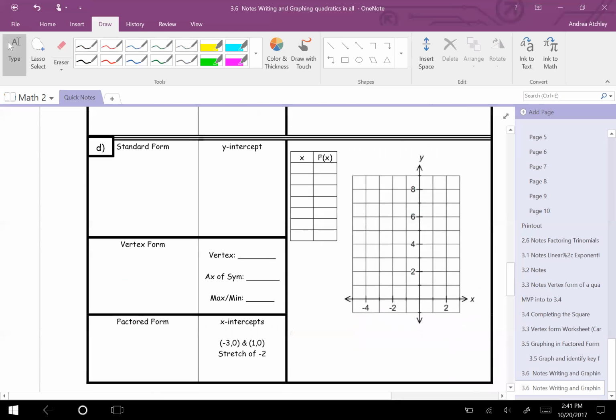Okay. Now I just give you the x-intercepts and the stretch of -2. You guys try and find things. Give me anything and everything you can find right now. Oh, you write down.